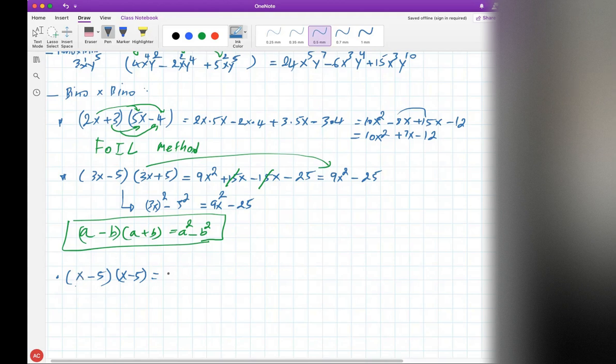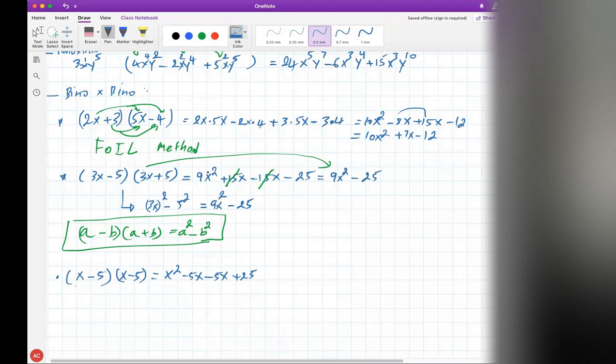So x times x is x^2, x times -5 is -5x, and then -5x again, and finally positive 25. As you can see now, these two don't cancel out, because they have the same sign, so they stay. We're going to combine them. Unlike here, where they cancel out because of the opposite signs. That's why this formula is useful, because we know things will cancel out, so we just do it in one step.